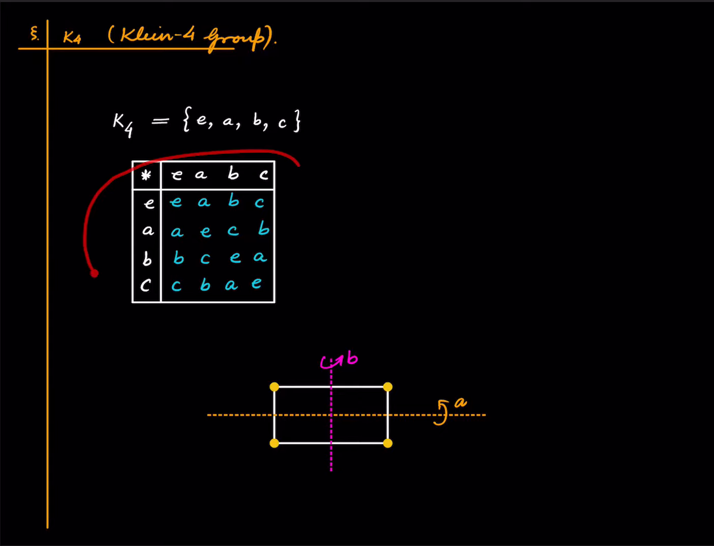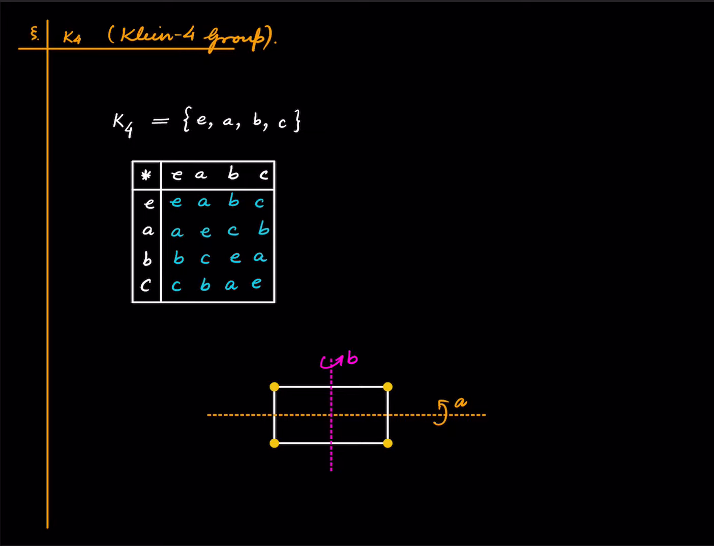So this is a very nice way, if you have a small group, to just draw a table for the binary operation. It's a very nice way to express the binary operation. And one can check easily that this is a group. For instance, E acts as the identity, and one can check associativity and inverse. So A is its own inverse, for instance. A star A is E, and B star B is E, so B is its own inverse. C star C is E, so C is its own inverse.